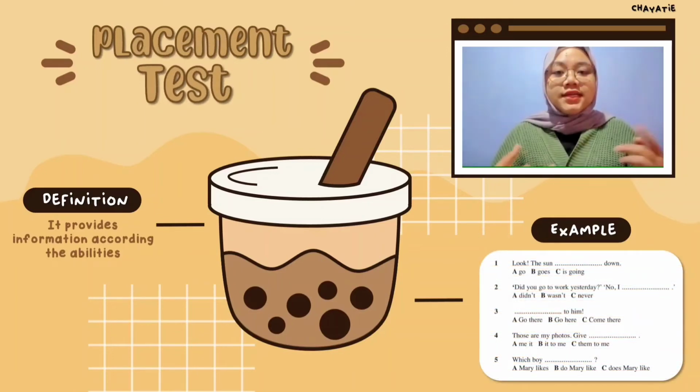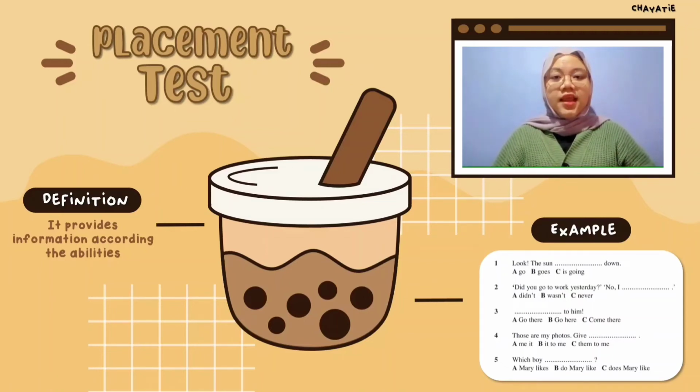So a few seconds ago, you watched the video from Entin and Nyimas about four kinds of language testing. And now you will watch my explanation of three more kinds of language tests. There are placement tests, objective tests, and subjective tests. So let's go with the placement test first.